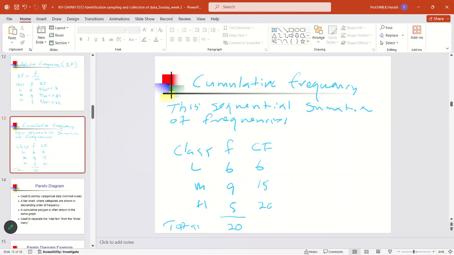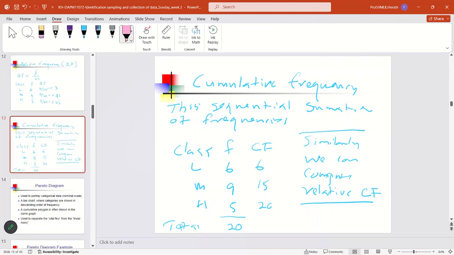Right. So similarly, we can compute relative cumulative frequency. That also we can do. Okay. All right. So with this knowledge, we will talk about Pareto diagram.